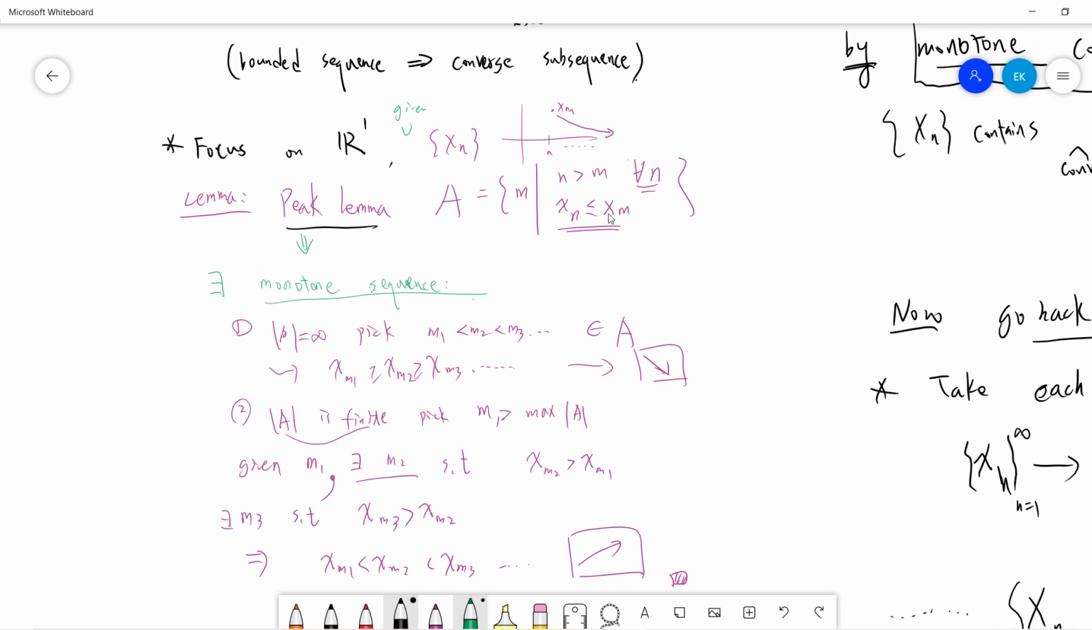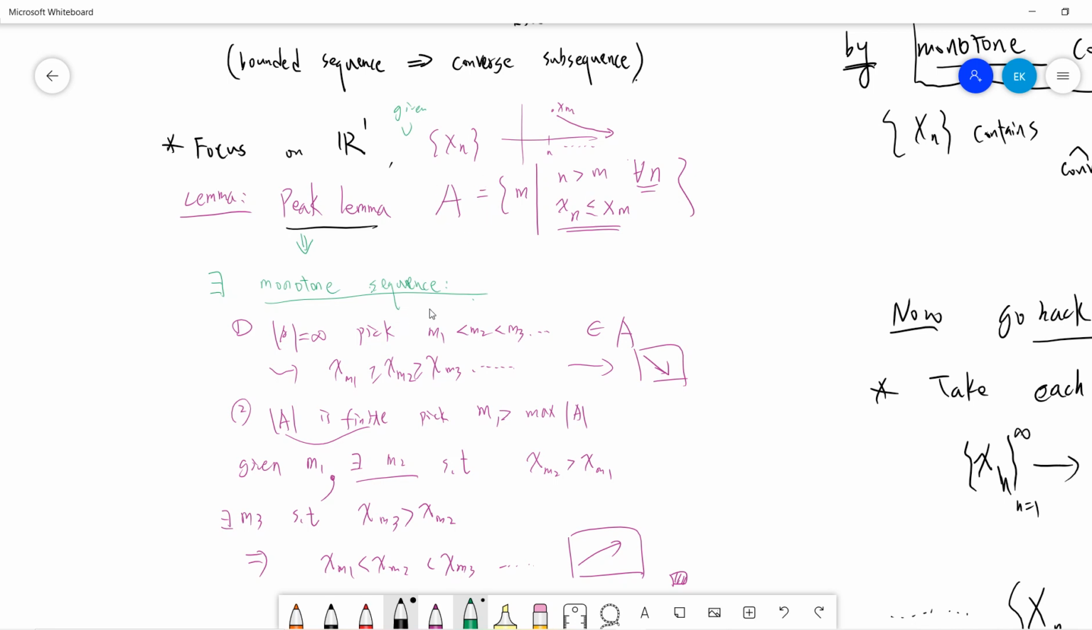The proof is very interesting. You take A, a set, which is all the integers m such that for all n greater than m, x_n is less than or equal to x_m. So you want to choose some m such that all the terms with index greater than m are less than or equal to x_m.